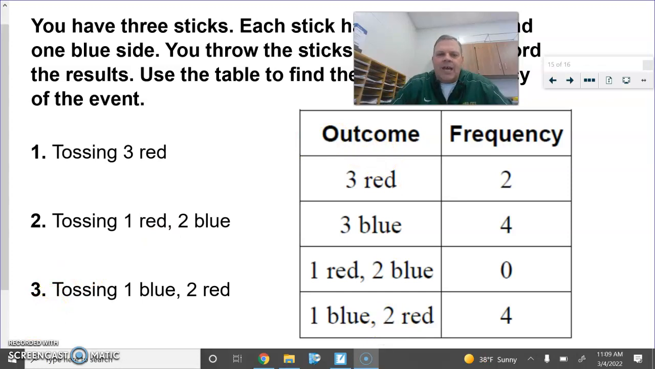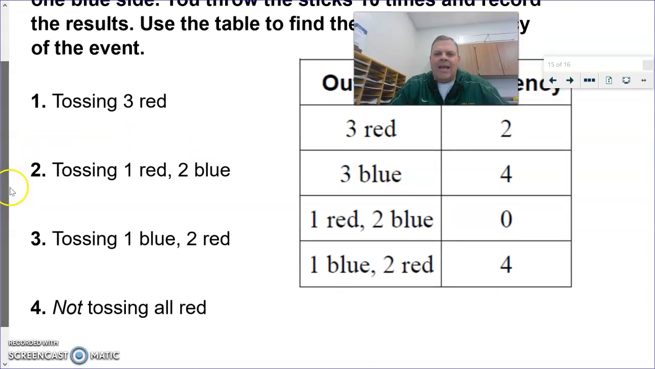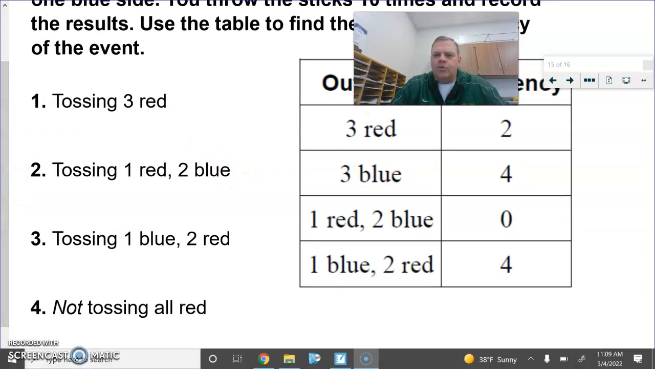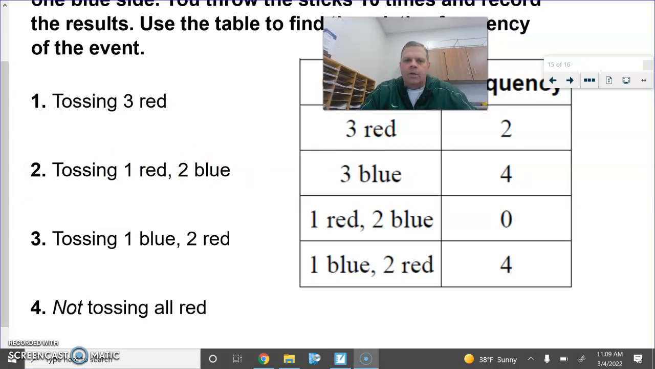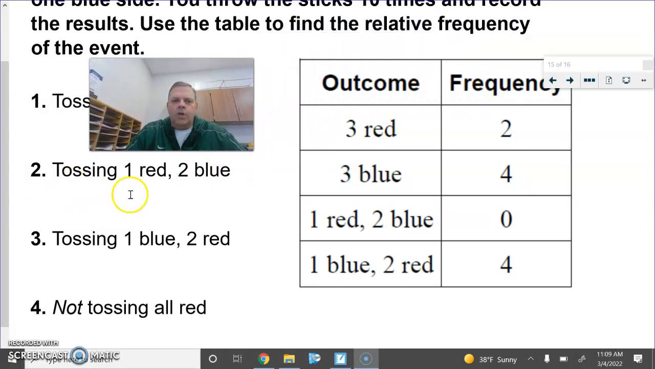So the final questions ask, what's the relative frequency of tossing 3 red? Because I know that there were 2 that were 3 reds, out of the total of 10, my first fraction would be 2/10, and then I could simplify that to 1/5. Please try the last 2. I'm going to move my screen so that you can see it a little bit better. Tossing 1 red and 2 blue, tossing 1 blue and 2 red, and not tossing a red at all. Pause this video, and I'll be back with answers shortly.